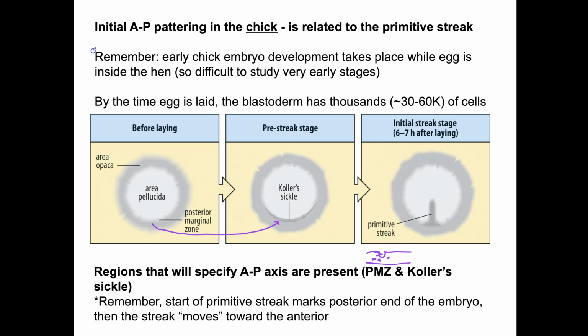And the early chick embryo, it's hard to study because the development is taking place while the egg is still inside the hen, and in the very earliest stages there's not even an eggshell, and the egg white hasn't been laid down. So by the time the egg is laid, there's the blastoderm that looks something like this, and it has tens of thousands of cells in it.